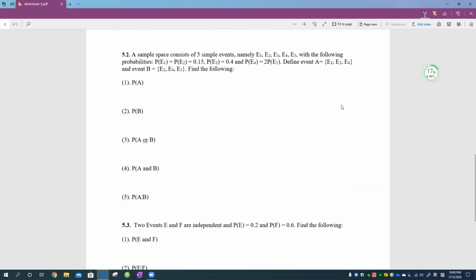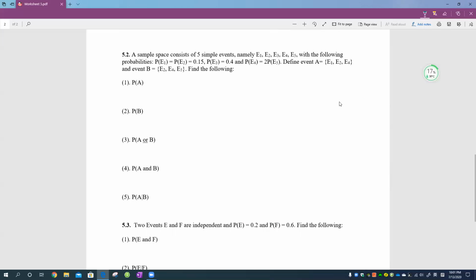Okay, 5.2. A sample space consists of 5 simple events, namely E1, E2, E3, E4, E5, with the following probabilities. So probability of E1 equals probability of E2 equals 0.15, probability of E3 equals 0.4, and probability of E4 equals 2 times probability of E5. So we define event A as the set of E1, E2, E4, and event B as the set of E2, E4, E5. Then we want to find the following probabilities.